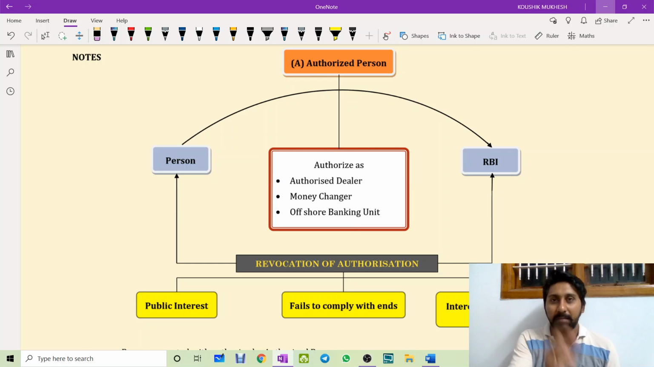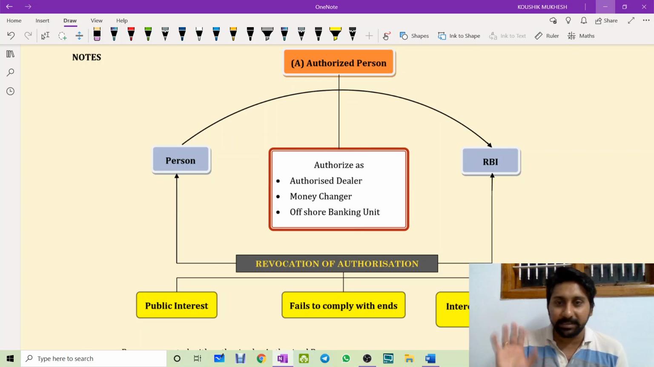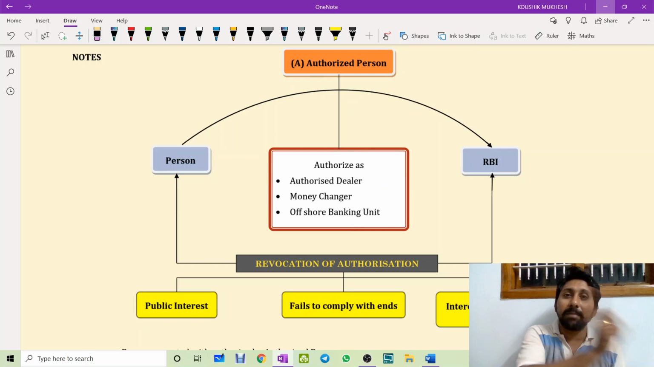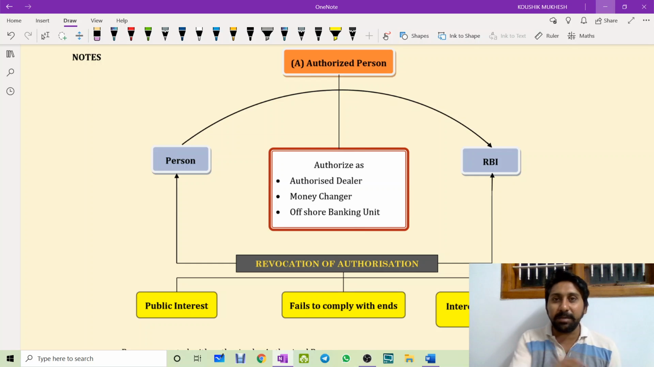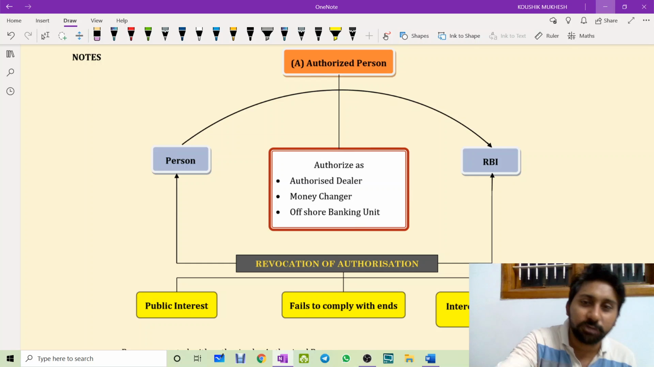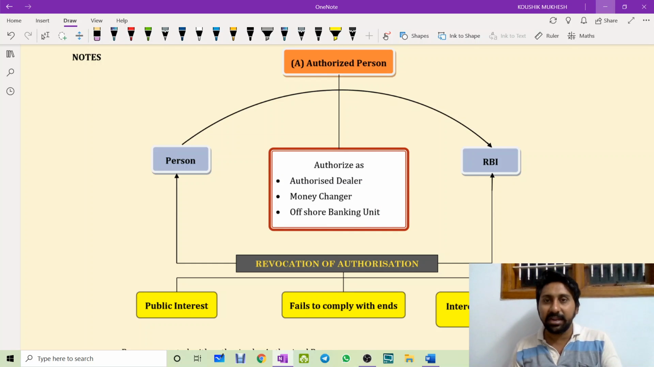The name itself is telling: money change. I will convert travelers checks into cash. I will convert coins into notes. I will convert dollars into rupees. That's all. I'm just changing money. Offshore banking unit: this is a foreign branch of an Indian bank. SBI foreign branch, Canara Bank foreign branch. These are called offshore banking units. Authorized dealers are of three categories: AD1, AD2, AD3. What AD1, AD2, AD3 can do, that we will discuss now.